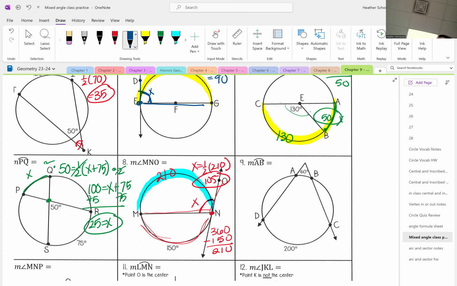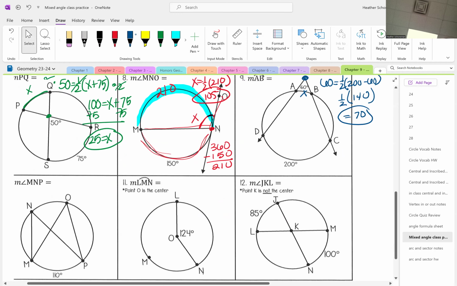Number 9, they want this arc right here. So 60 is the angle, and they want the arc. So this angle, the vertex is outside of the circle. So when it's outside of the circle, the angle, which is 60, equals 1/2 the big arc minus the small arc. Well, these I can subtract. 20 minus 60 is 140. So it's going to be half of 140. So it's just going to equal 70.